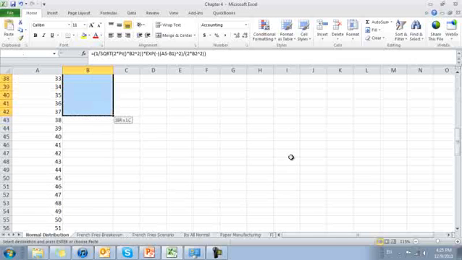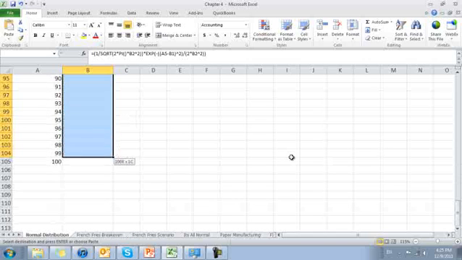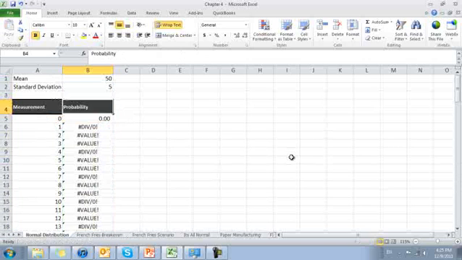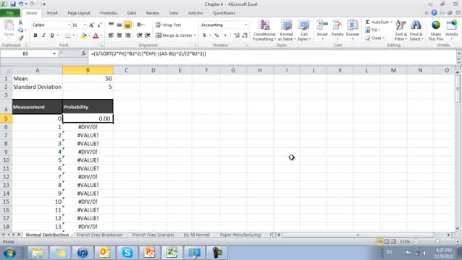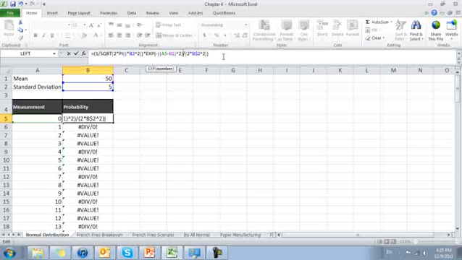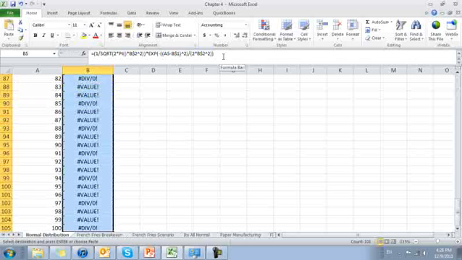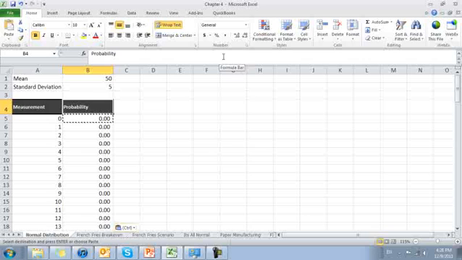Let's try some other numbers. I'm just going to copy and paste this all the way down. Notice I got garbage. Well, that's because I didn't put in my dollar signs as I go from row to row. Need to hold my standard deviation constant from row to row. Need to hold my arithmetic average constant from row to row. There we go. Copy, paste, and we have a bunch of zeros.